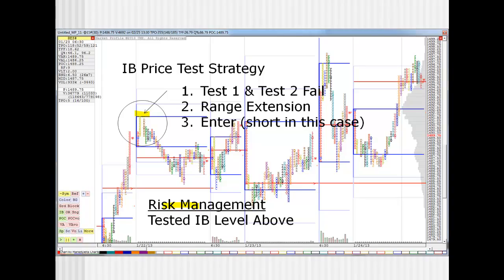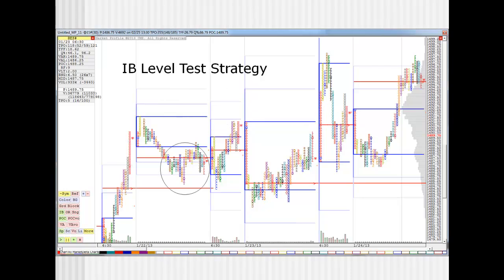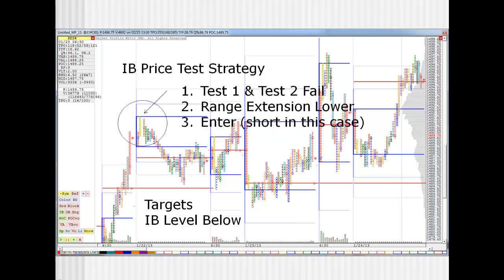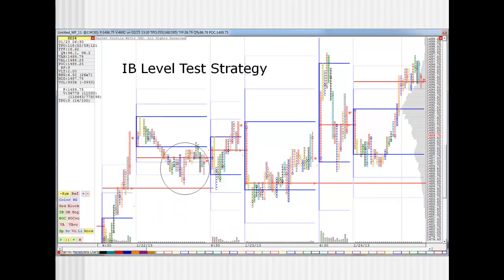And as we discussed, our targets will be, let me backtrack here, the IB levels below. All right, let's continue on with other examples of this strategy. Now, so far, I have focused our attention on the actual initial balance high and the initial balance low.